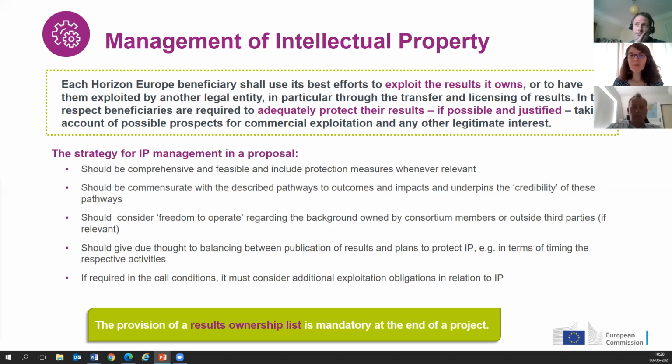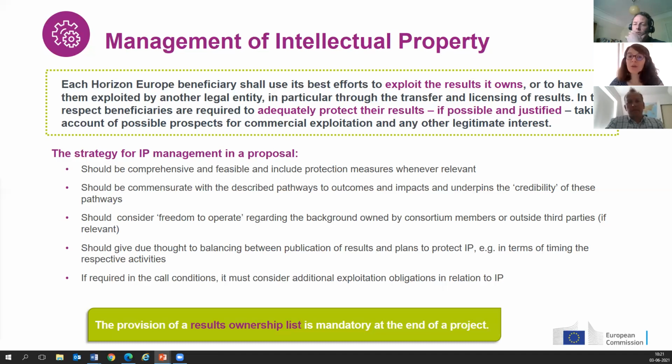So for that reason, it's really important, already at the proposal stage, to think about how you will manage the intellectual property. This is important because you will have to reflect it in your consortium agreement if your proposal is selected. And it is also important because, at the end of the project, you will have to provide a results ownership list as a compulsory deliverable. So to facilitate your life when preparing your consortium agreement and this results ownership list, it's really good to think already when drafting your proposal about your strategy for managing the intellectual property.